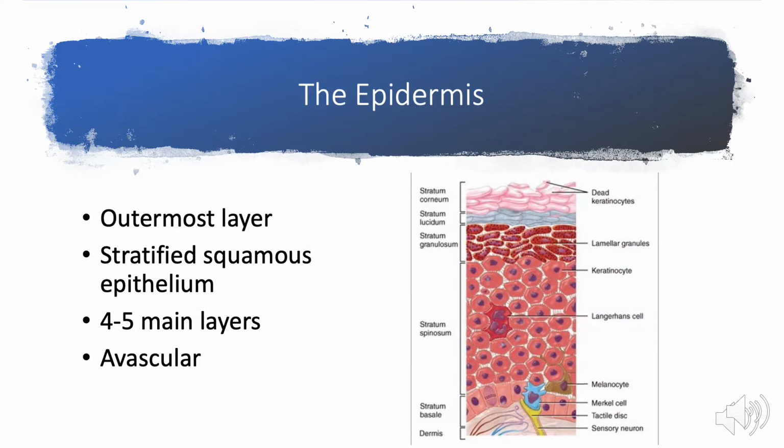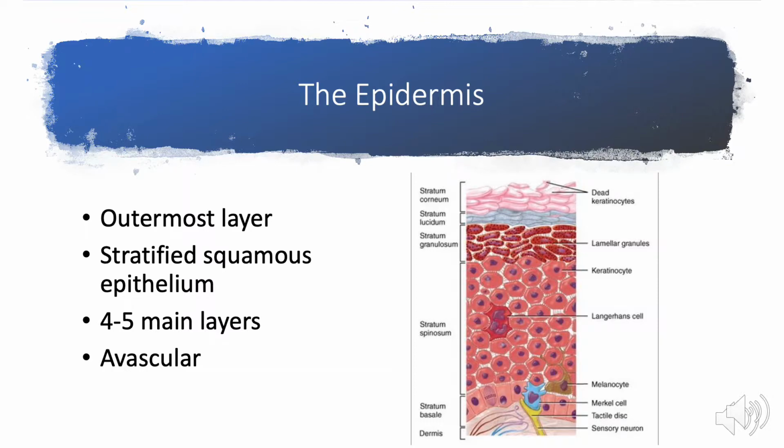The outermost layer of the skin, known as the epidermis, is the layer of skin we are able to see with our eyes. This layer of skin is primarily made up of stratified squamous epithelium tissue that is separated into 4 or 5 main layers.